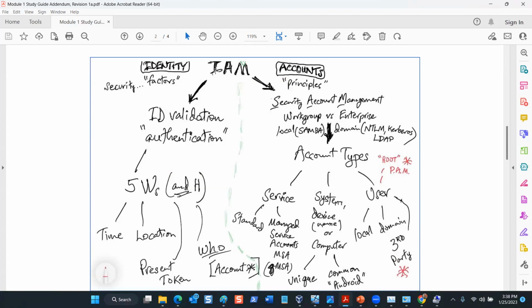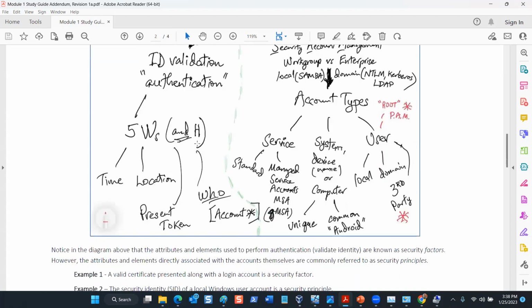dynamic. Now, identity access management also has started to include things like location. You try to log into something and you're in the Virgin Islands, but it's a login from Moscow, Russia.